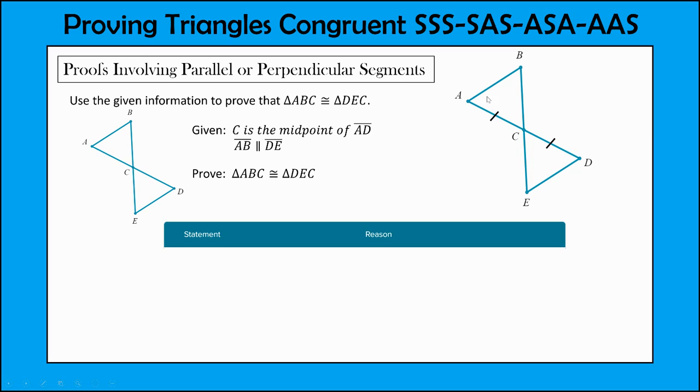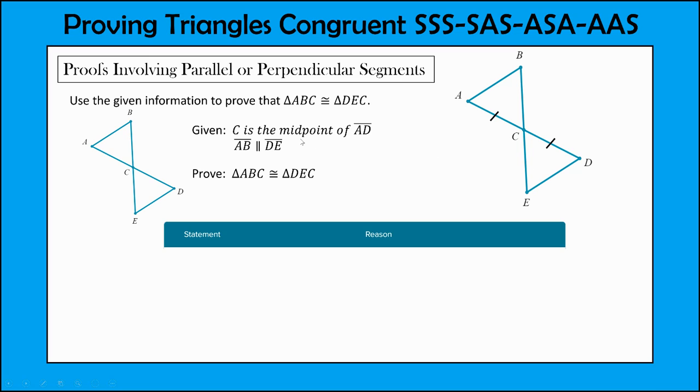Now, just because C is the midpoint of AD does not mean you're allowed to assume it's also the midpoint of BE. You can only do what they give you. You can only make conclusions based on what they give you. You can't make up others. So this is all I get from that first statement: AC is congruent to CD.